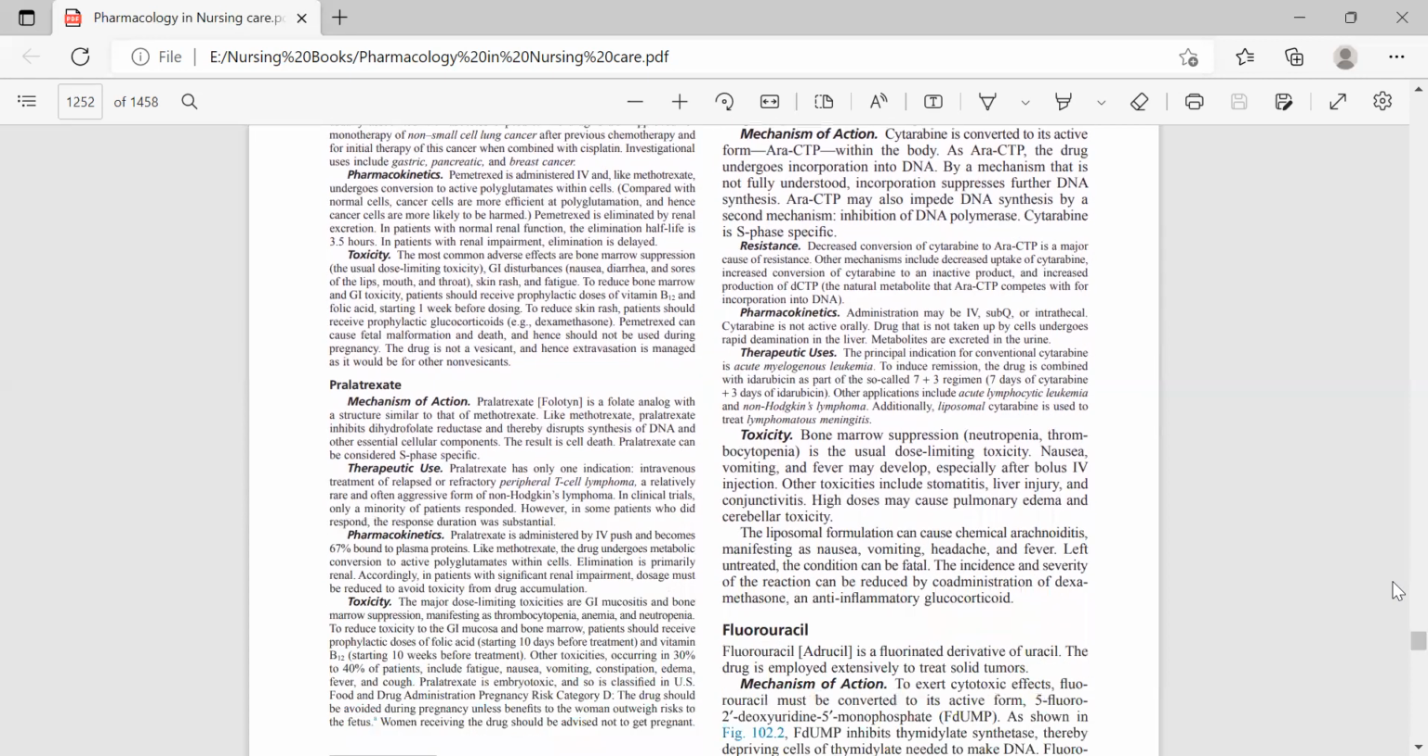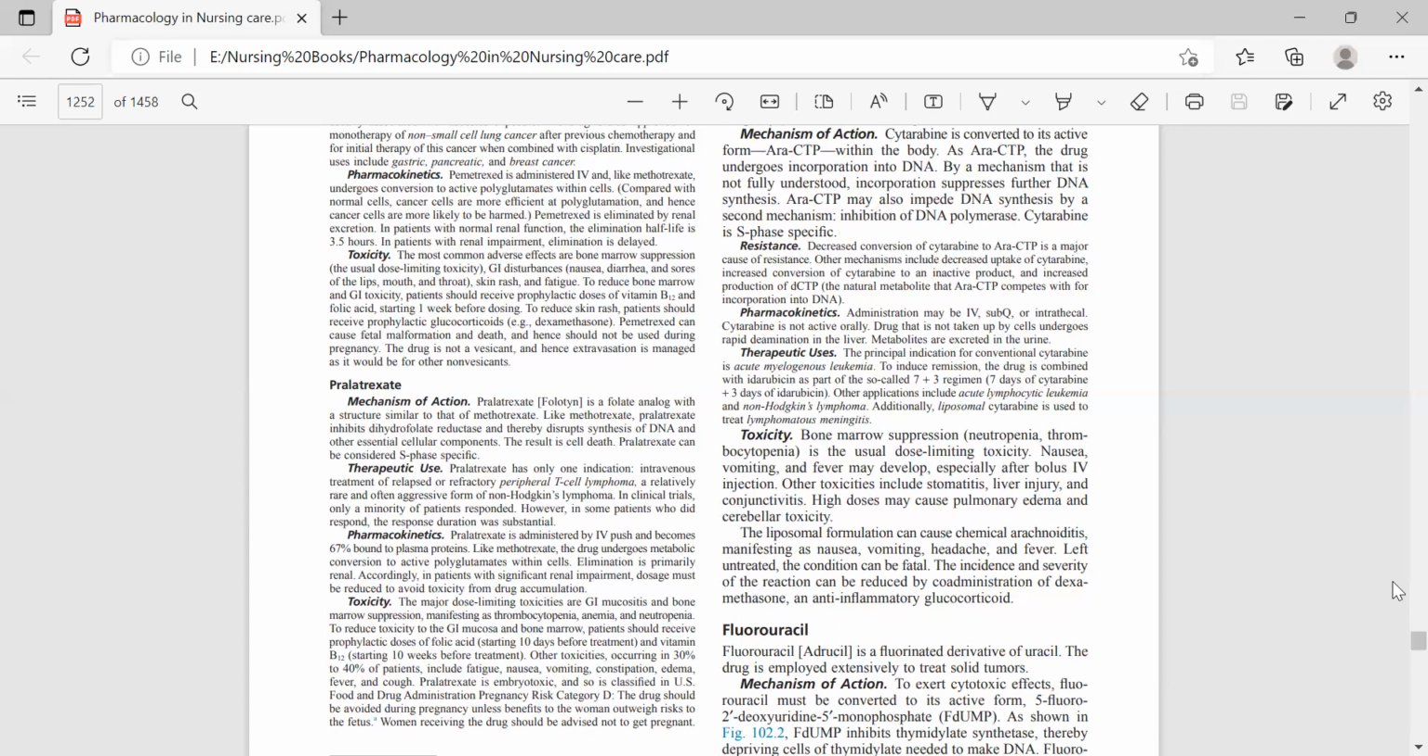Pralatrexate is also a folic acid analog, similar in structure to methotrexate, and it also inhibits dihydrofolate reductase, again disrupting the synthesis of DNA and essential cellular components, with the result being cell death. Pralatrexate can be considered S-phase specific. It has only one indication: IV treatment of relapsed or refractory peripheral T cell lymphoma, a relatively rare and often aggressive form of non-Hodgkin lymphoma. In clinical trials, the minority of patients responded, but in some patients who did respond, the response duration was substantial.